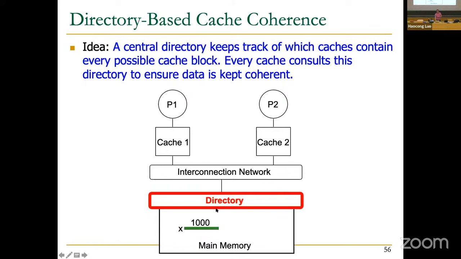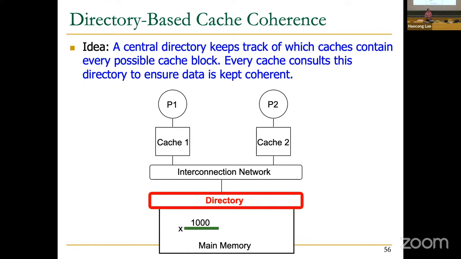And after it receives responses from all of the caches that have the cache block, saying that they've invalidated the cache block, the directory tells cache 1 or processor 1, go ahead, you can write it. You have the only permission or the only copy. Makes sense, right? So this is basically a middleman.